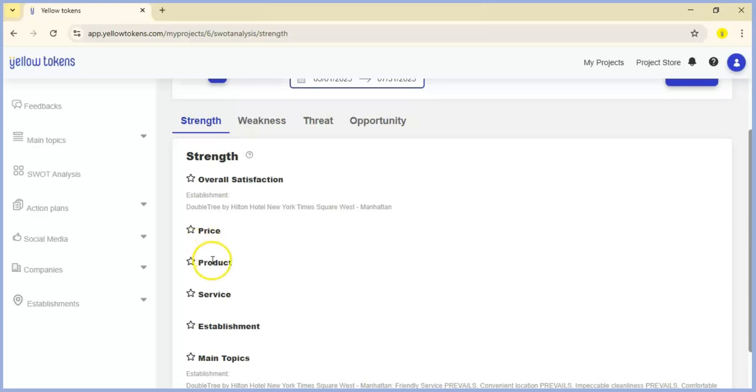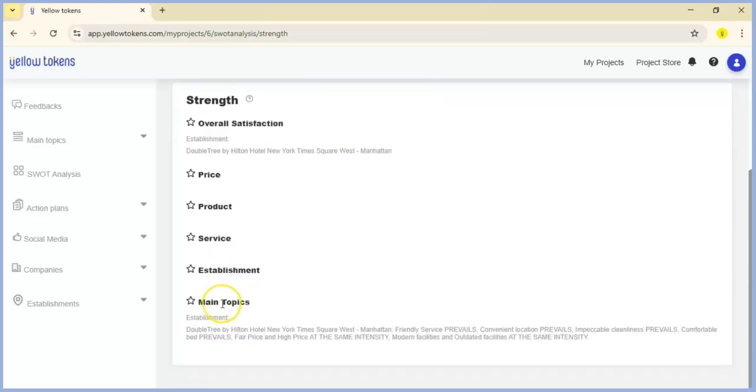Product. Positive comments about quality, variety, or performance. Customer service. Praise focused on friendliness, speed, or support. Establishment. Recognition for physical structure, cleanliness, and organization. Main topics. Strong performance in specific frequently mentioned topics.